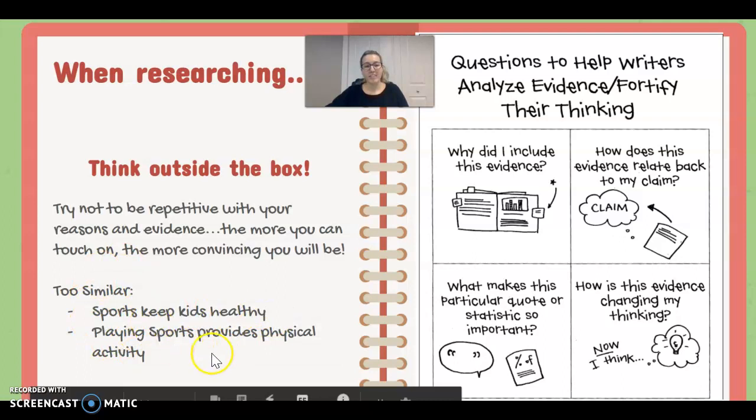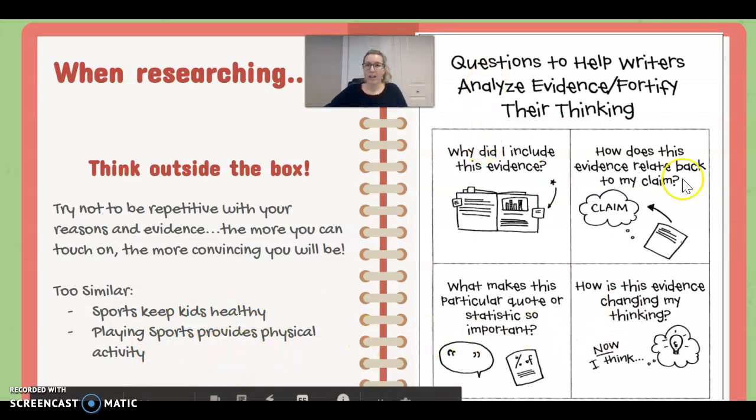These would be very similar reasons. So if you were to say sports keep kids healthy, okay, this is true. Now, some people may also say playing sports provides physical activity. Now, even though the wording is different, we're essentially saying the same thing, okay? And this is what we want to avoid. We want to avoid saying the same thing in different words. We're trying to broaden our horizons and reach all different areas. So try not to reword things in a different way because it'll get a little bit repetitive throughout your paper, okay?